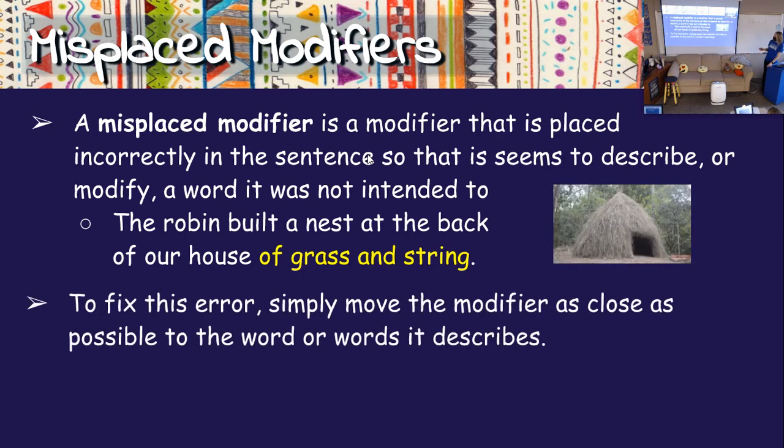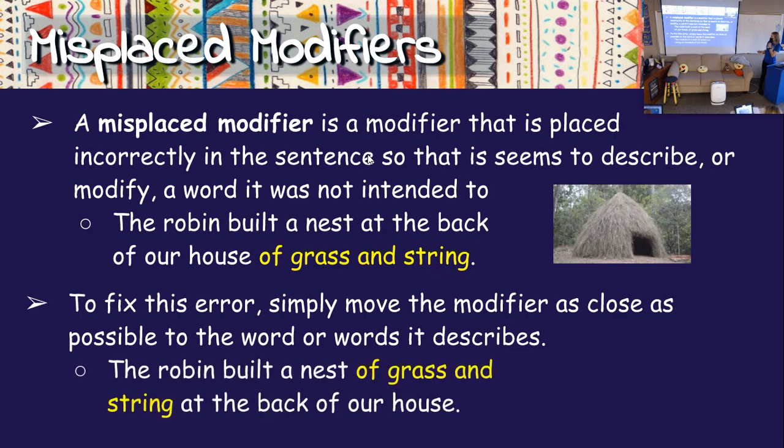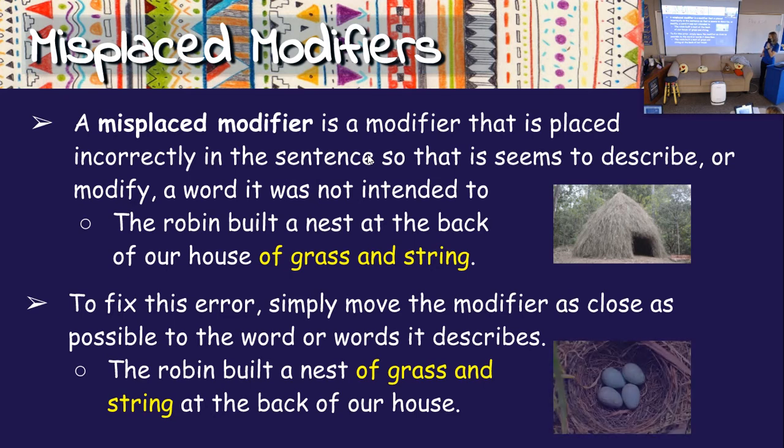Okay, so to fix this error, all that we have to do is move the modifier as close as possible to the word that it's actually modifying. So we would want to make sure that we move of grass and string as close to nest as we can to make it clear that the nest is the one made of grass and string, not the house. So here's how we could fix that. The robin built a nest of grass and string at the back of our house. That kind of makes sense? So really fixing modifier errors like this is super easy. You just have to move the group of words next to the word that's being modified.